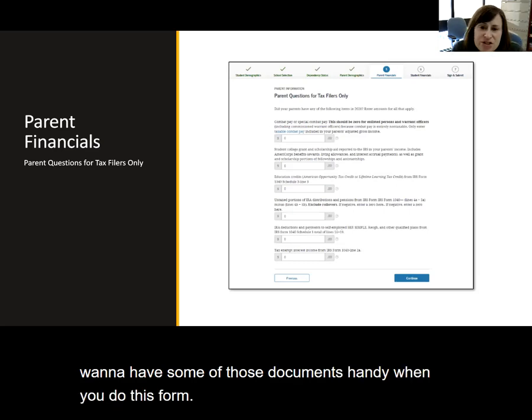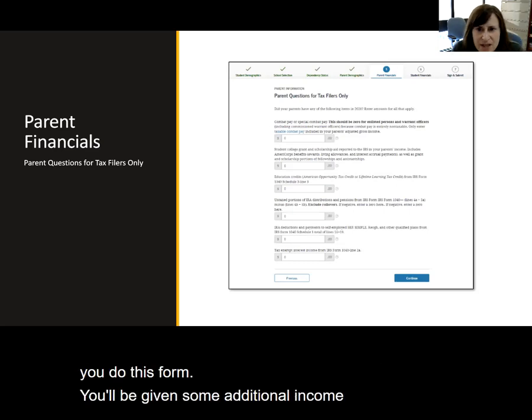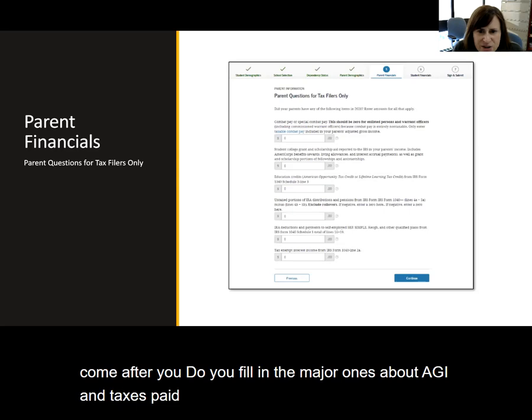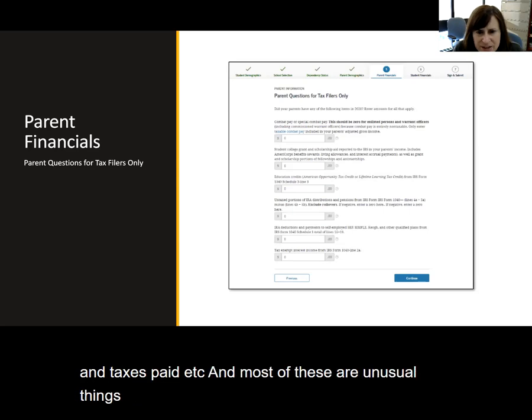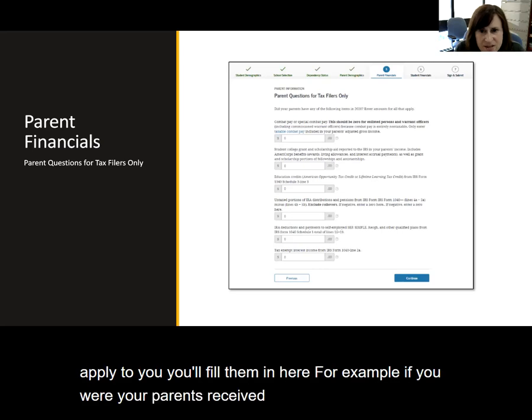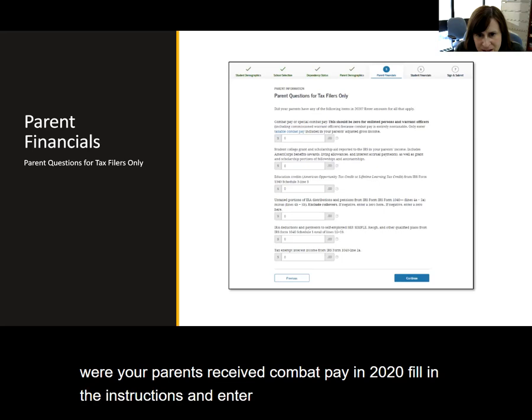But you'll be given some additional income questions after you fill in the major ones about AGI and taxes paid, et cetera. Most of these are unusual things that most students and parents don't have, but you want to read through them, and if any of them apply to you, you'll fill them in here. For example, if you or your parents received combat pay in 2020, fill in the instructions and enter that here.